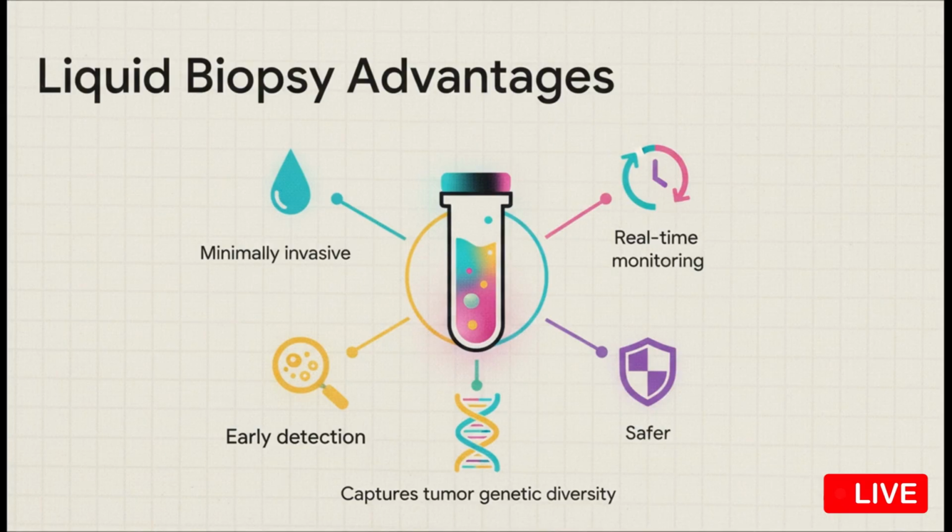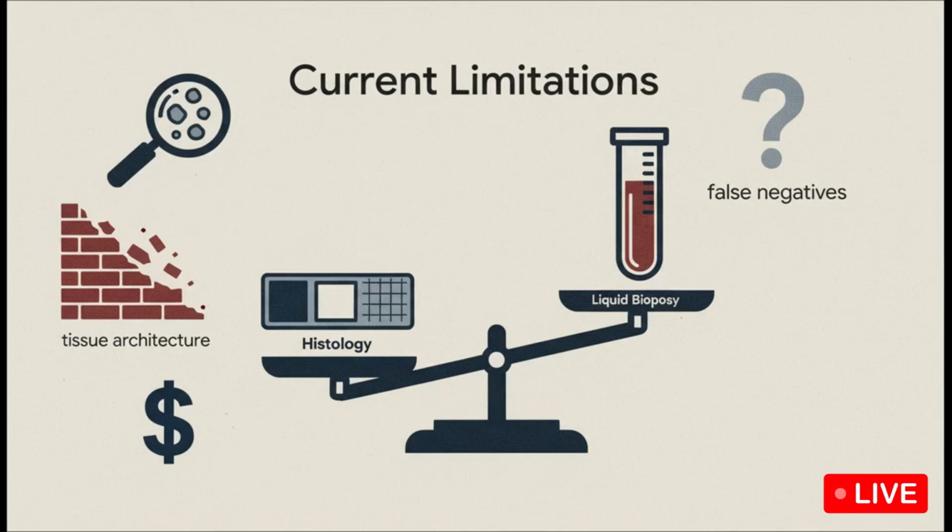I mean, think about it. You could track how a patient is responding to cancer treatment every single week, just with a blood test. It has the potential to detect cancer way earlier than any scan could. It can even give you a snapshot of the genetic makeup of the entire tumor, not just the tiny piece one needle might hit.